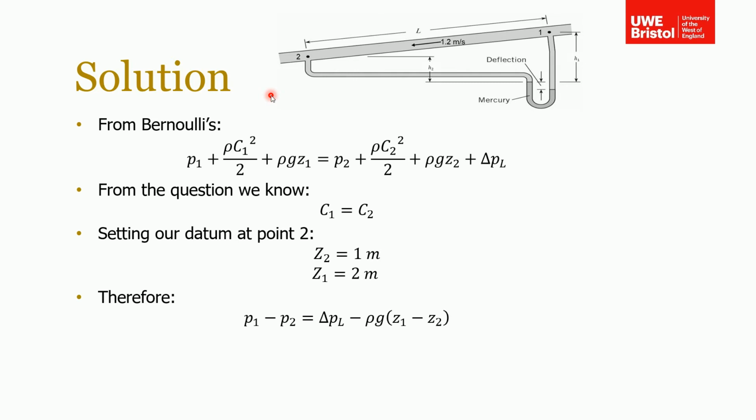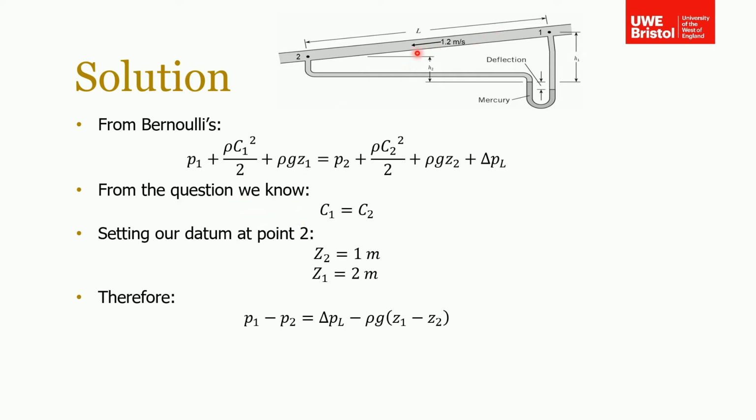So again, we start with Bernoulli's equation, as we do for all of these problems. So we've got the static pressure plus dynamic pressure plus potential pressure at point 1 is equal to the same at point 2, but because we have frictional flow, we also have this pressure loss term on the right hand side. Now, we can't simplify this equation as much as we have done with some of the other worked examples, but we can do some simplification.